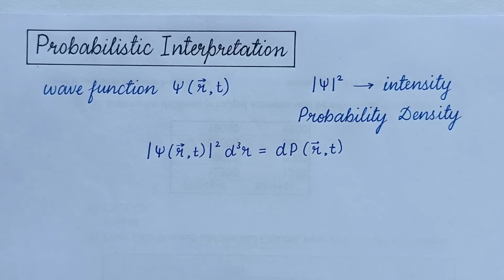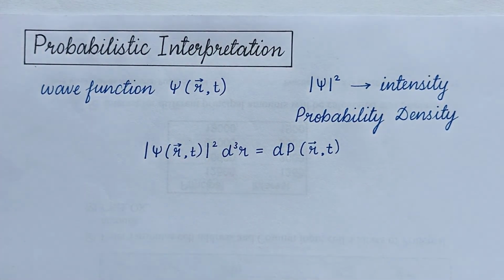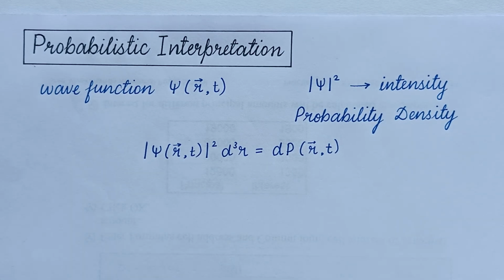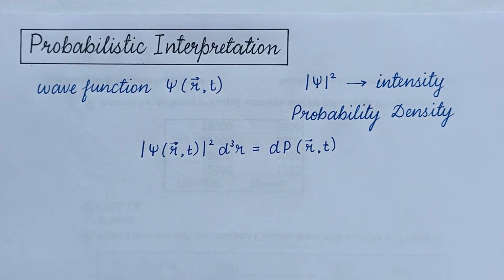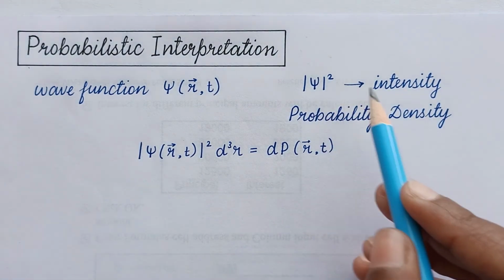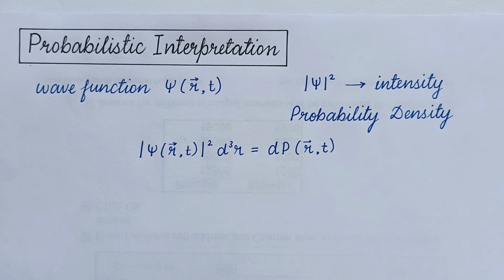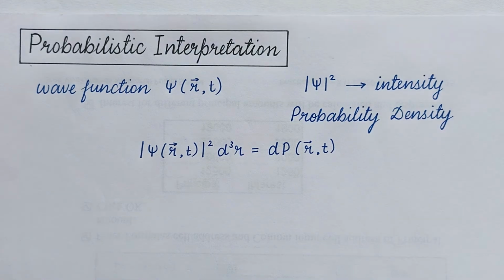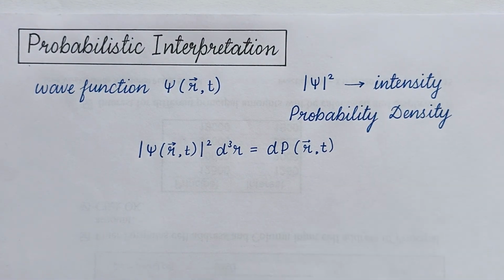Now, let's move to the second part, and that is probabilistic interpretation. In quantum mechanics, we describe the state of a particle by the wave function psi, a function of r and t. It describes the wave property of a particle. And as we discussed earlier, psi mod square is the intensity. It is the probability of finding electrons in a particular region. Born interpreted psi mod square as the probability density.